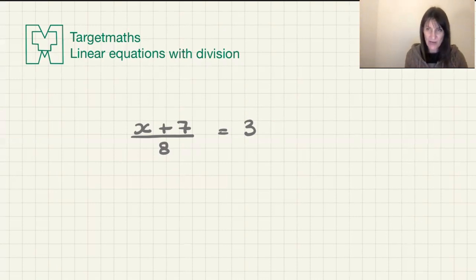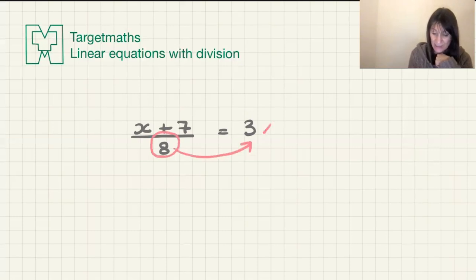So let's read this one out loud. This says x plus 7 all over 8. But remember, we're not going to use the language all over or over. We're going to use the language divide. So if I read this out again, it's x plus 7 divided by 8. The last thing that came out of my mouth was divide by 8. So the 8 and that divide line are moving to the other side. They will land as times 8.